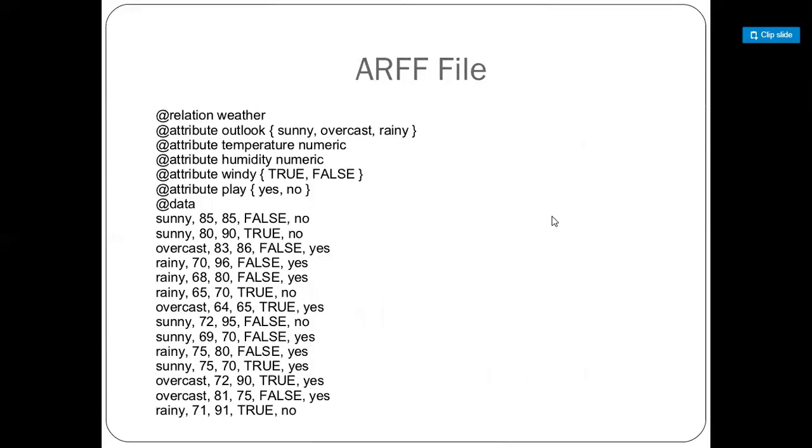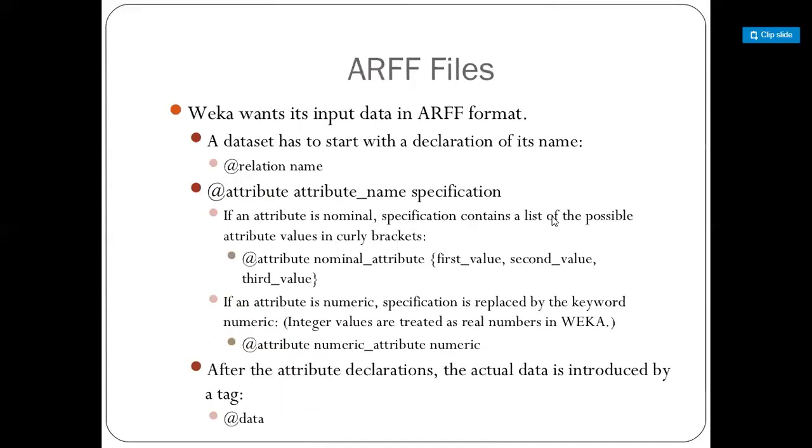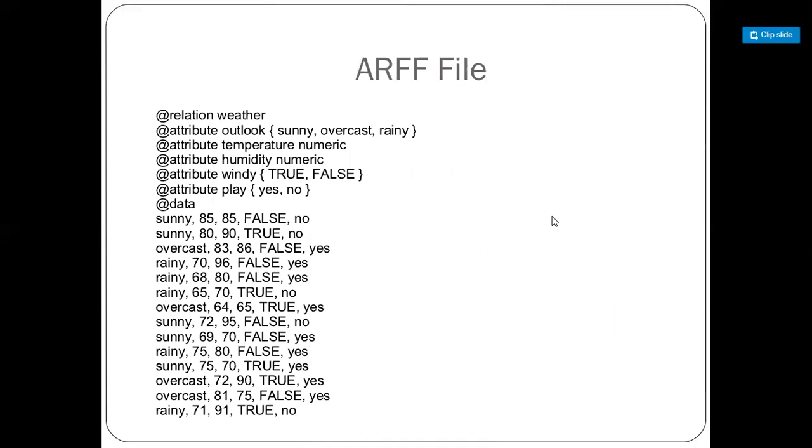Let's take a look at an actual ARFF file. Here first we define that the relation is weather. The attributes in this relation are outlook, temperature, humidity, windy, and play. Outlook is a nominal type, so its values are sunny, overcast, and rainy. Temperature is numeric, and humidity is also numeric. Windy has just two values, true and false. Similarly, play has just two values, yes and no.